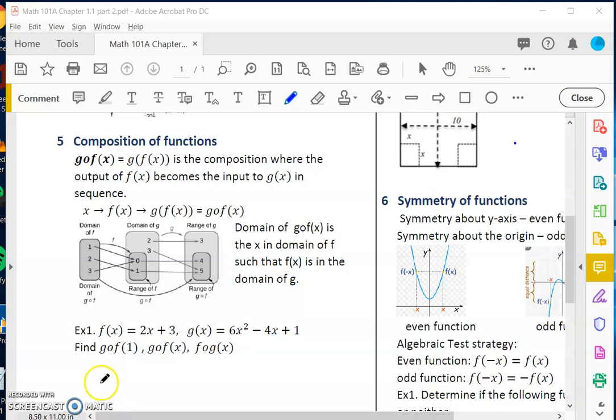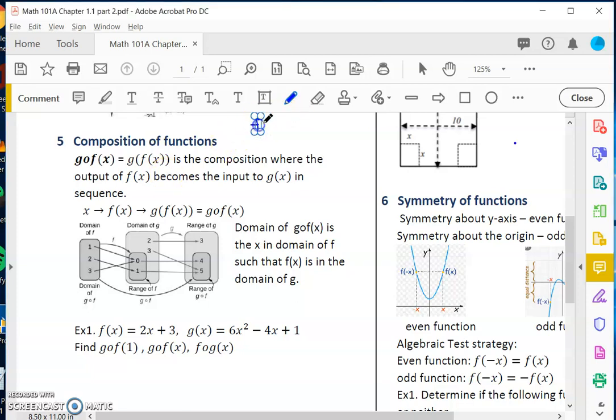Hello, welcome to chapter 1.1, part 3, which is composition of functions, more applications of function, and also symmetry of functions, more about how graphs of a function look like. So first, compositions.